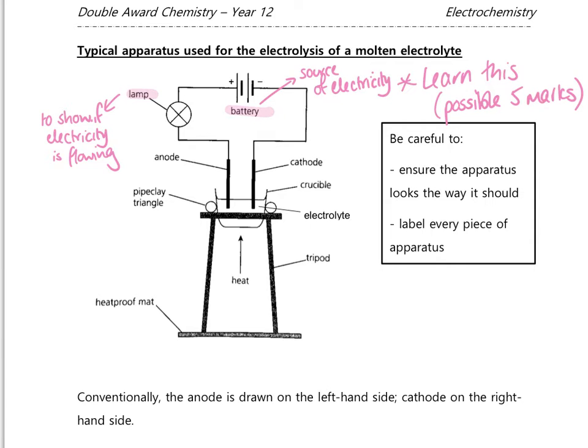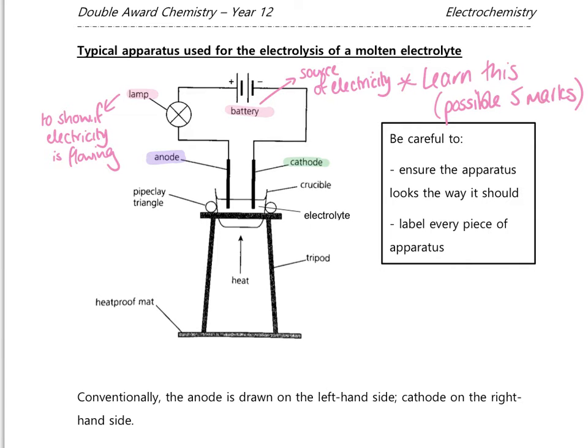So you're just thinking if electricity is flowing, then that lamp will turn on. If it's not, then it will be off. Conventionally the anode is drawn on the left hand side if you are looking at it. And then the cathode is drawn on the right as you look at it.